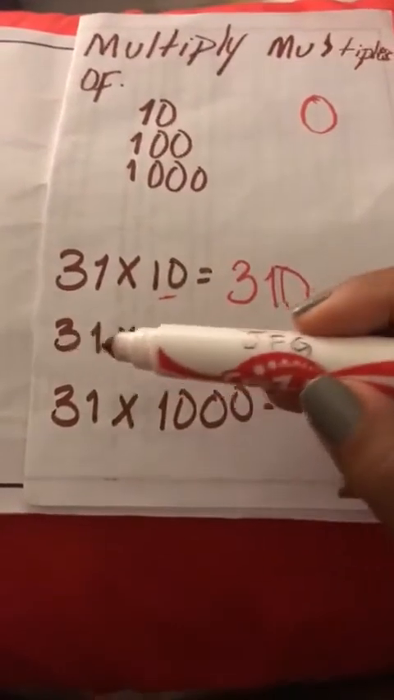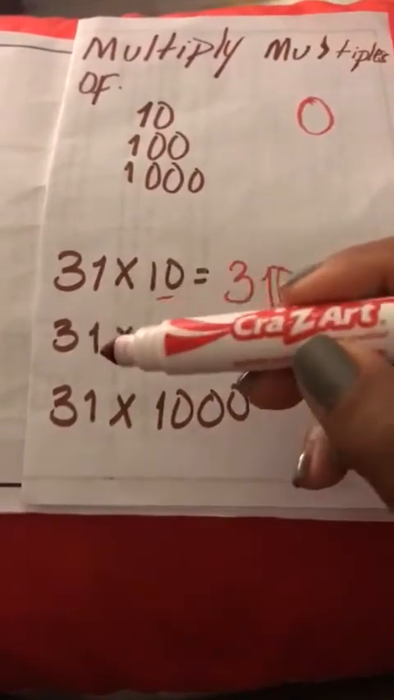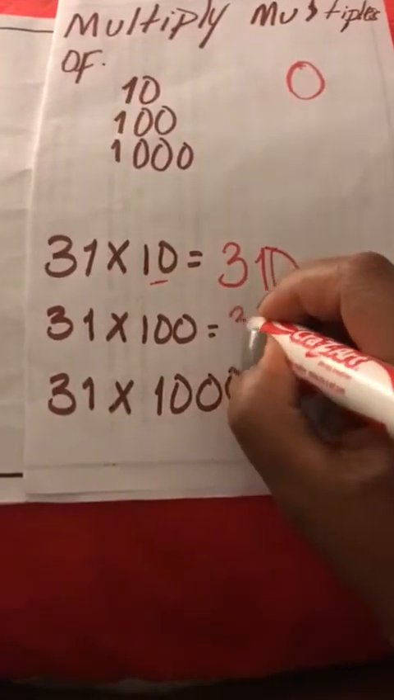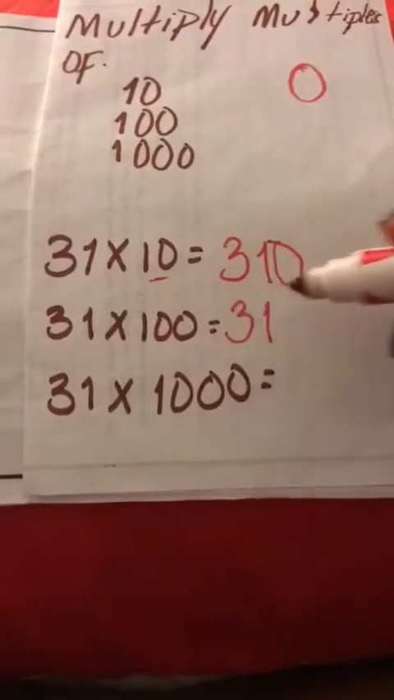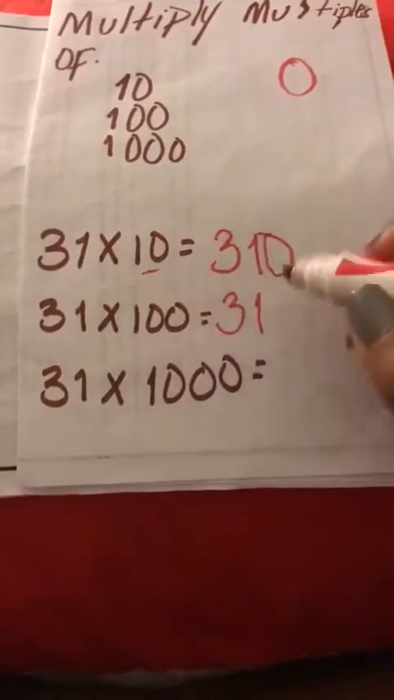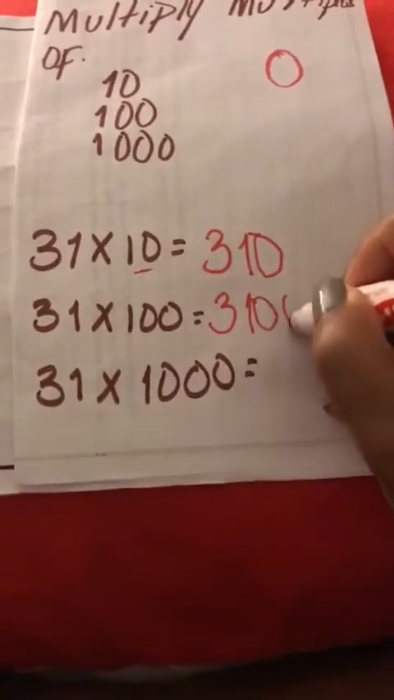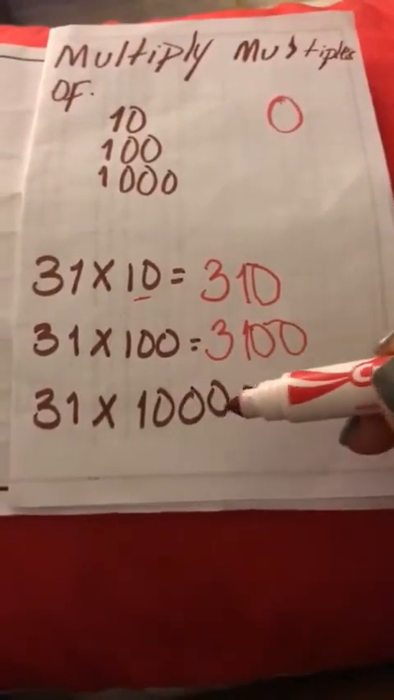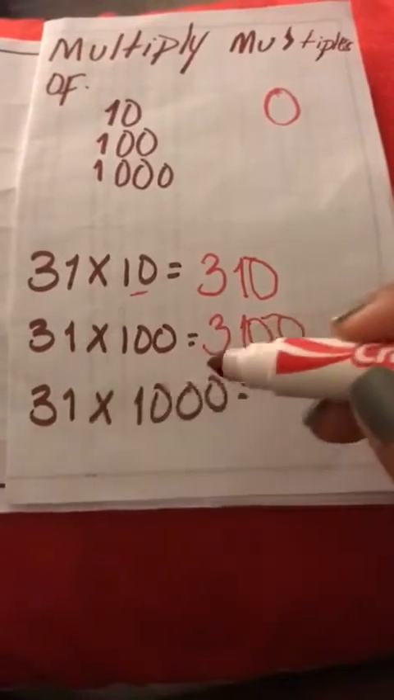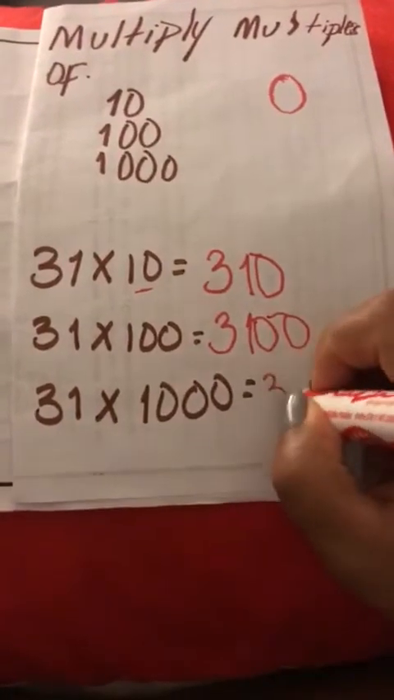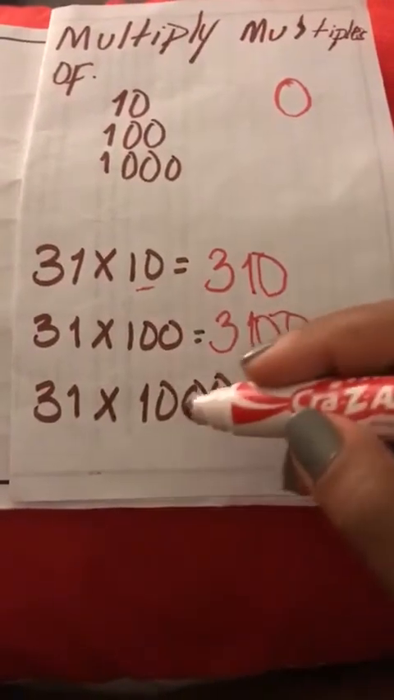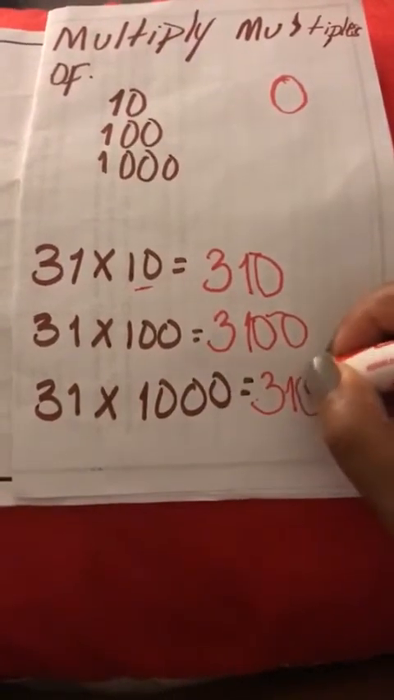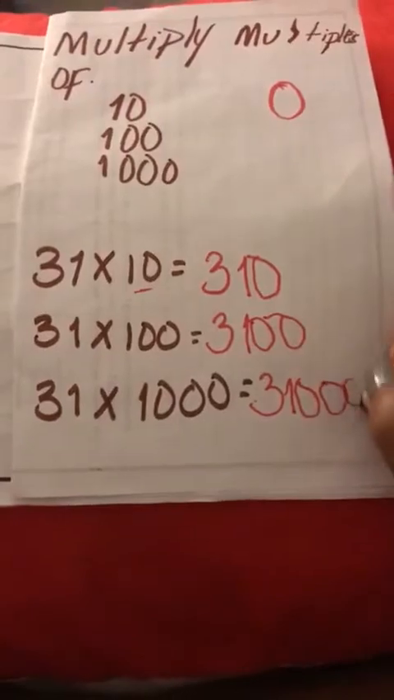Then I would say 31 by 100. What I'm going to do is say 31 by 1, which is going to be 31. And then how many zeros are here? 1 and 2. I will add 2 zeros. Then I would say 31 by 1000. And I'm going to say 31 by 1 will be 31. And how many zeros are here? 1, 2, and 3. So I will add the 3 zeros right here.